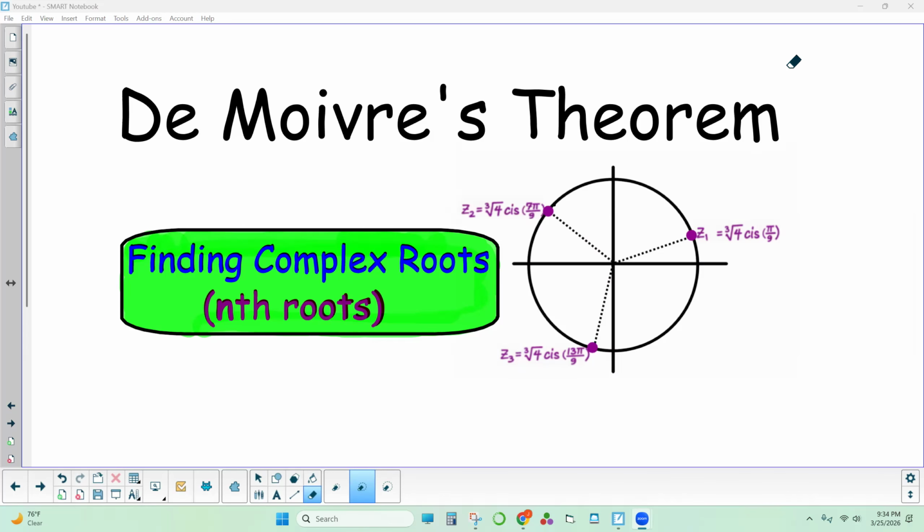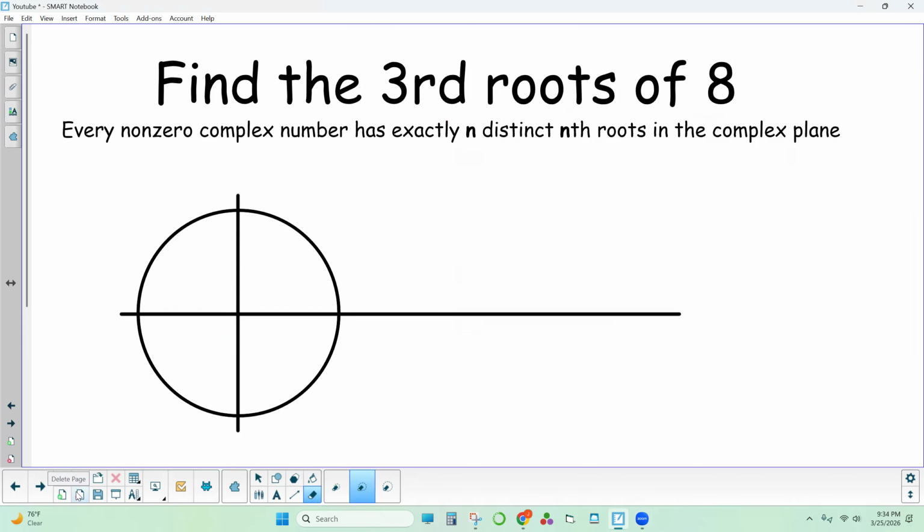Bakari, and today we're going to look at DeMoivre's theorem, and specifically the part where we find complex roots of a complex number. Okay? So, what we're going to do here is I'm going to create a concrete example for you to kind of show you exactly what this means. So, our first problem says find the third roots of 8. But before we do that, we're going to back up a minute here.